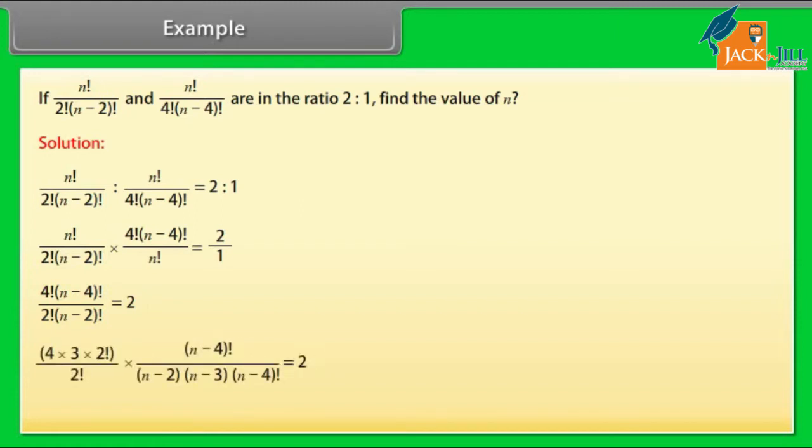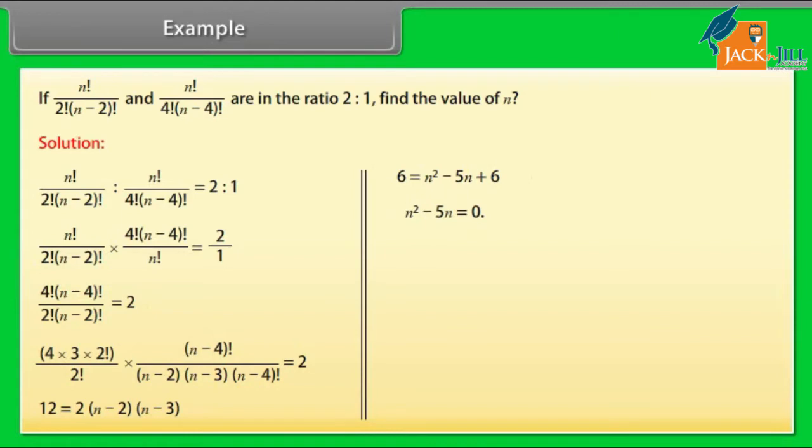4 into 3 into 2 factorial by 2 factorial, multiplied by (n minus 4) factorial by (n minus 2) into (n minus 3) into (n minus 4) factorial, is equal to 2. 12 is equal to 2 into (n minus 2) into (n minus 3). 6 is equal to n square minus 5n plus 6.